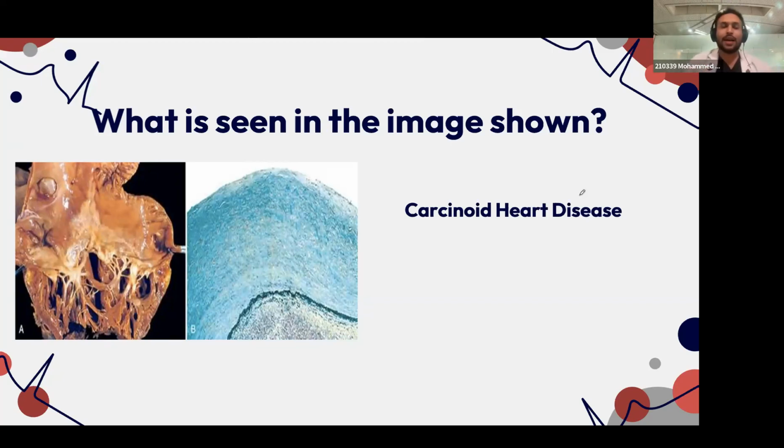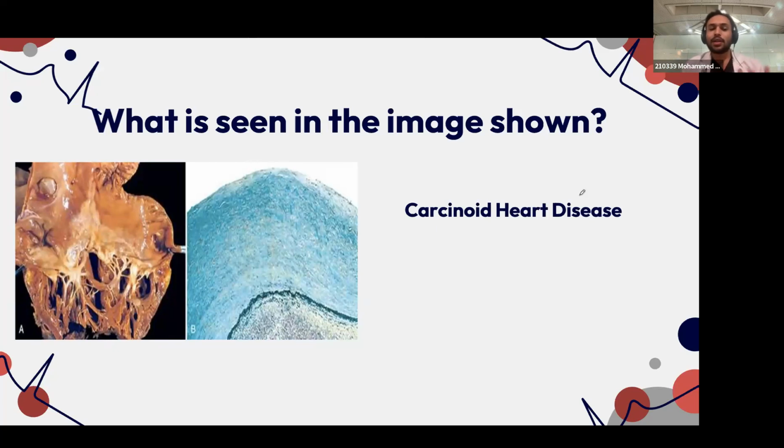Carcinoid tumor happens mostly in the GI tract. Okay. It spreads to the liver, and it starts secreting a bunch of serotonin. This serotonin, if you think about it, is going to go through the blood vessels all the way to the heart. It's going to go to the right heart and cause tricuspid regurgitation and pulmonary stenosis.